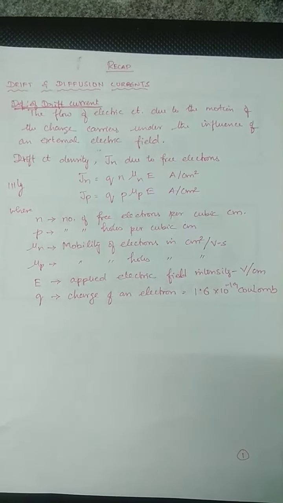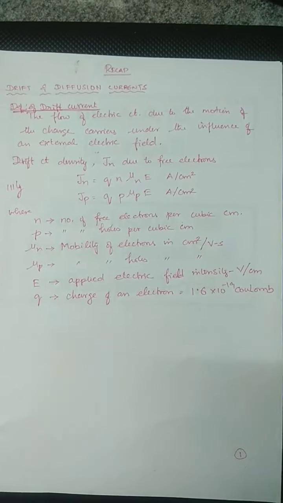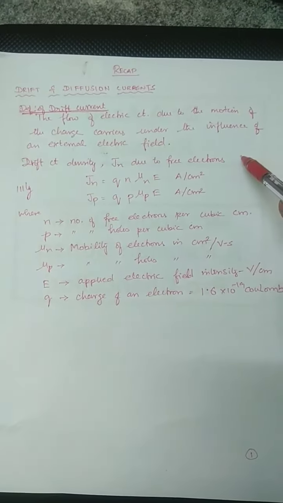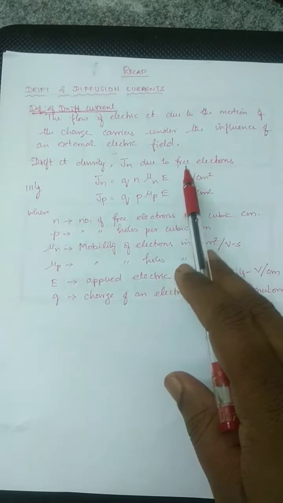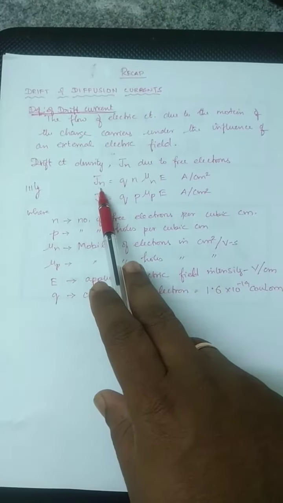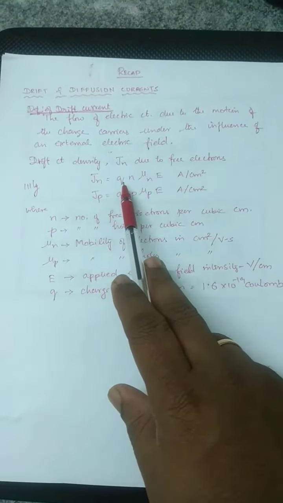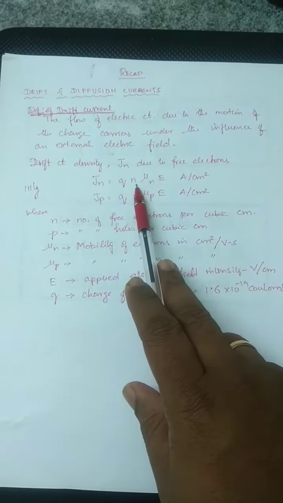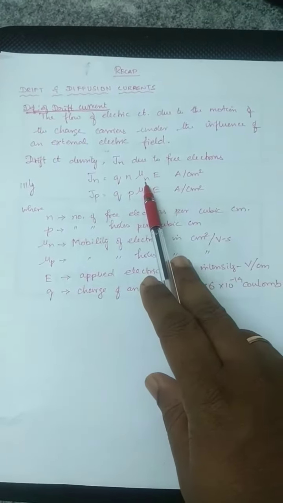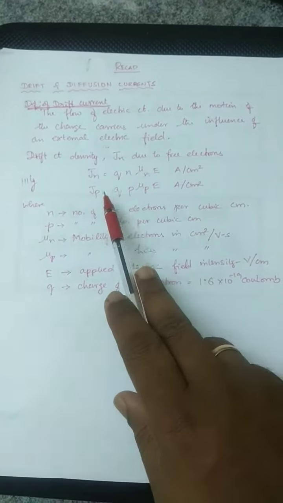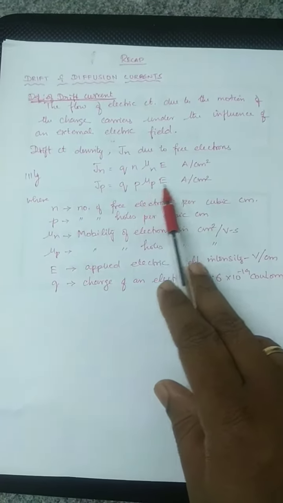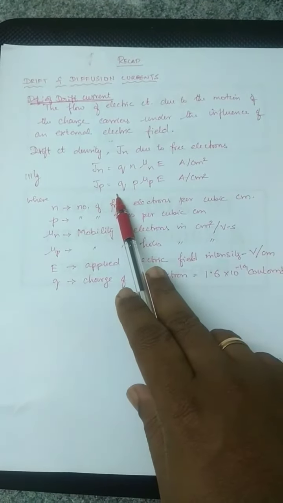Drift current is the flow of electric current due to the motion of charge carriers under the influence of an external electric field. This we have seen in your previous classes. Now, how can drift current be written in terms of current density J? Jn due to free electrons is equal to the charge of the electron times the number of free electrons per cubic centimeter, times the mobility of the electron, times the applied electric field. Similarly, you can write for p-type: the hole concentration and the mobility of the hole, times the electric field, times the charge.